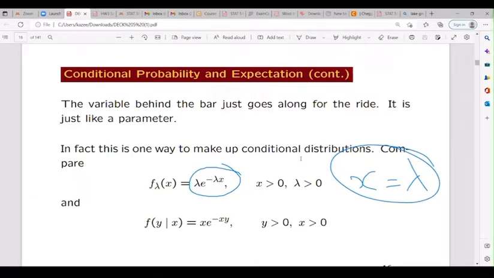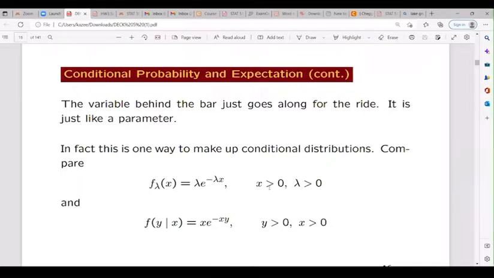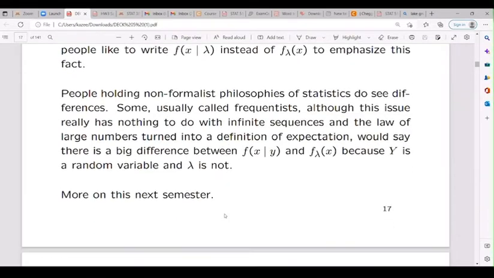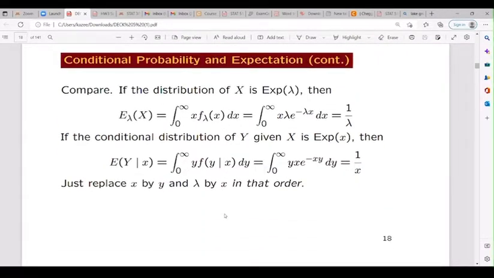The f of x is equal to that, but the f of y given x is equal to this. Take a look at that. So they are not the same. That's the conditional way to write the exponential distribution. Now, when I have that, the f of x is this, and you can find the mean. If you want to find the expected value of x for a continuous random variable, you have the integral of x f of x dx. Take a look at that.